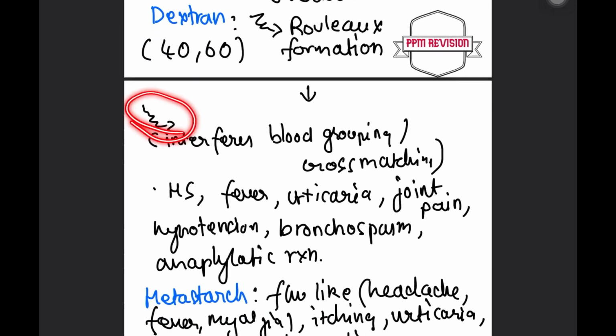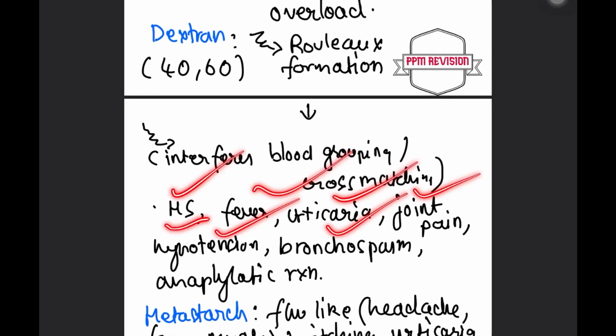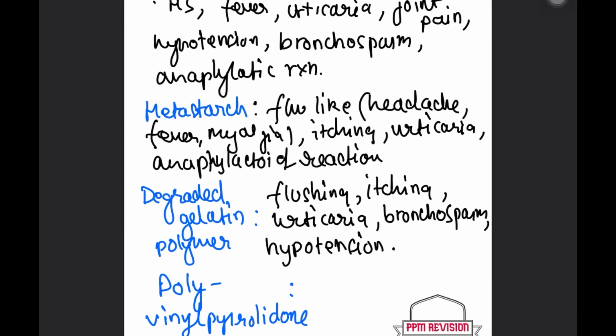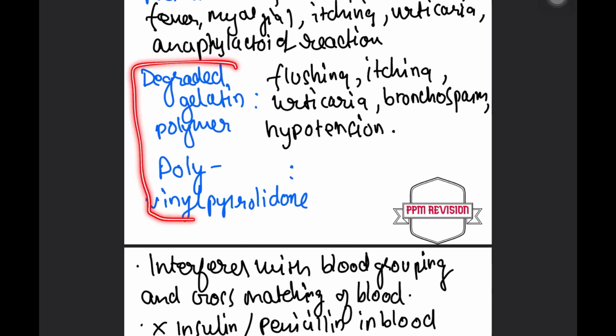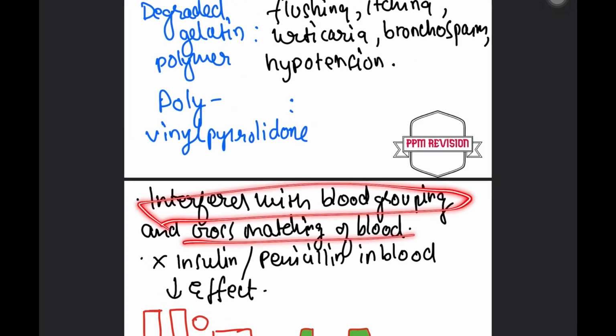Dextran interferes with blood grouping and cross matching, and causes hypersensitivity, fever, urticaria, joint pain, hypotension, bronchospasm and anaphylactic reaction. Hetastarch has flu-like symptoms, which we already mentioned earlier for one of the drugs: headache, fever, myalgia, itching, and also urticaria and anaphylactic reactions. Degraded gelatin polymer causes flushing, itching, urticaria, bronchospasm and hypotension. Last, polyvinylpyrrolidone interferes with blood grouping and cross matching, and it decreases the effect of insulin and penicillin in blood.